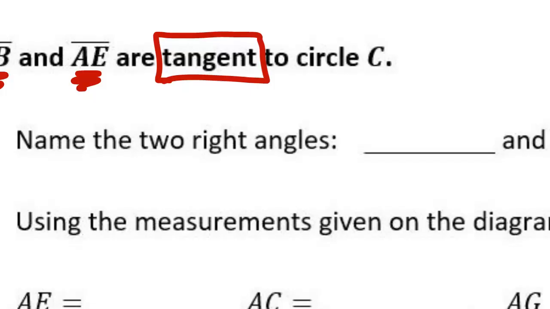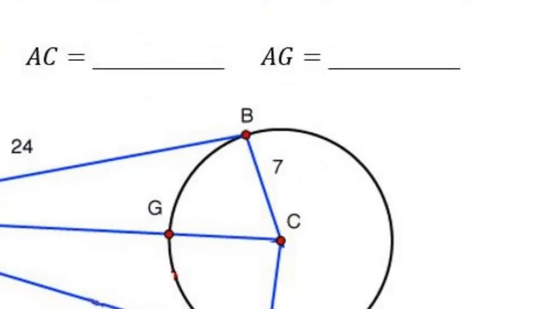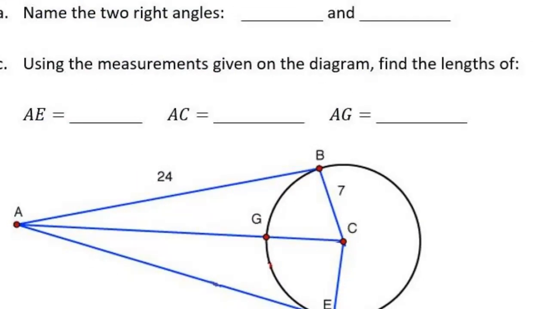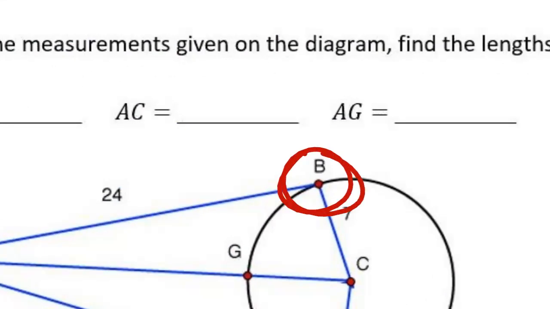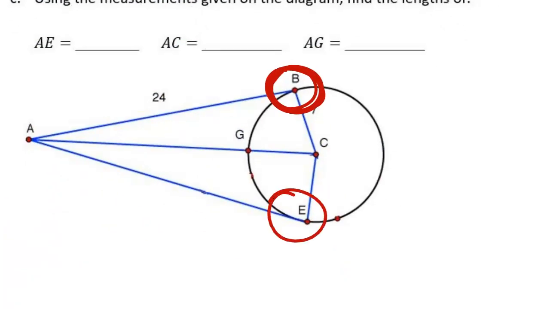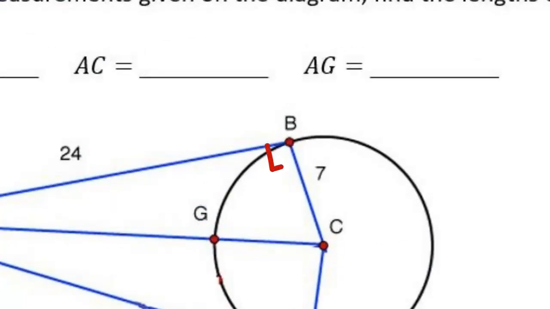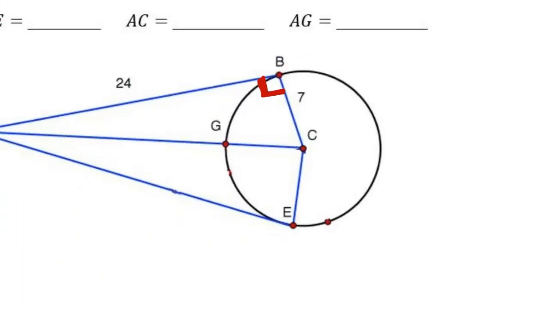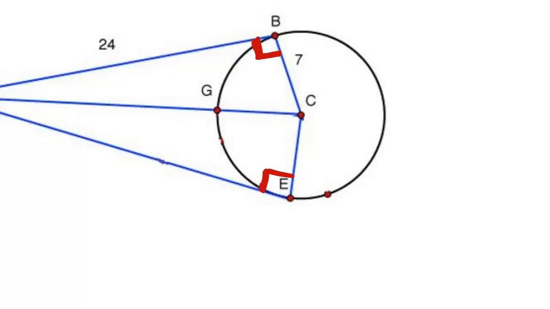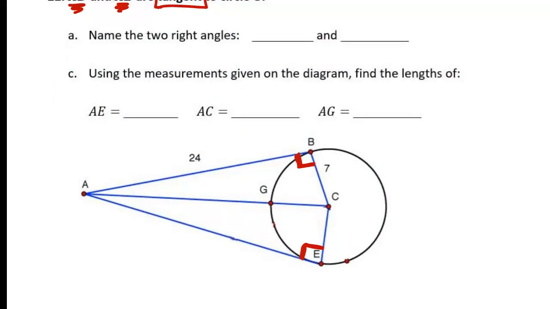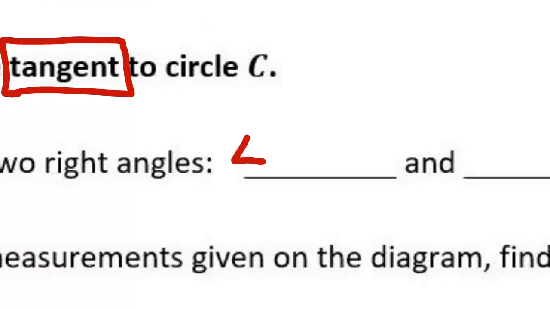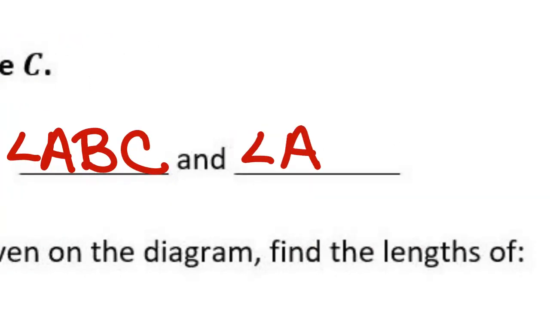When we have segments that are tangent to our circle, that means where the tangent line and the radius meet, so right here and right here, those are right angles. So this is a right angle right here, and this is a right angle down here. So angle ABC is a right angle, and angle AEC is another right angle.